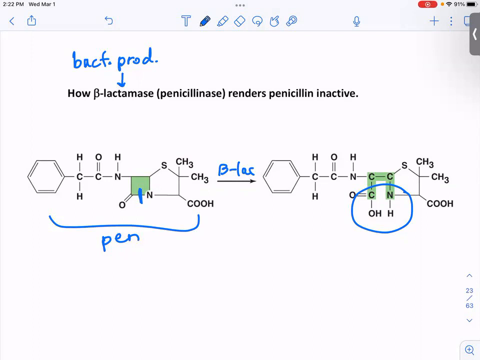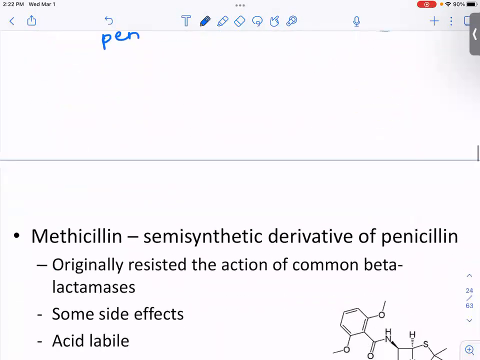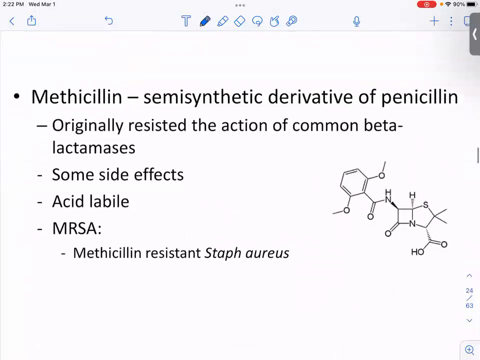So how do they acquire the ability to make this enzyme? It's usually not just a little point mutation or two that would suddenly enable them to make a whole new protein. Usually they acquire this by some horizontal gene transfer, like conjugation, getting a plasmid from another organism. Okay. So we'll talk more about resistance a little bit later, the different mechanisms of how that happens.